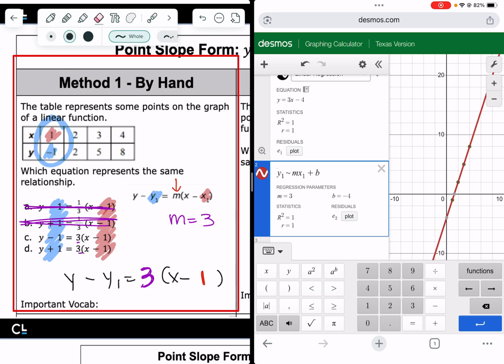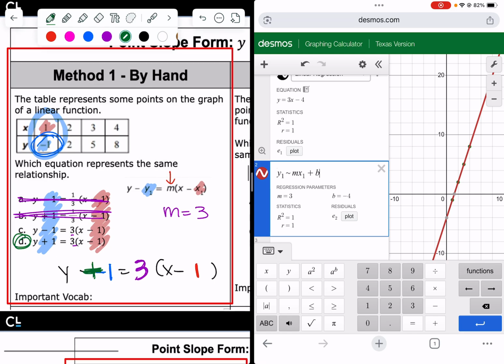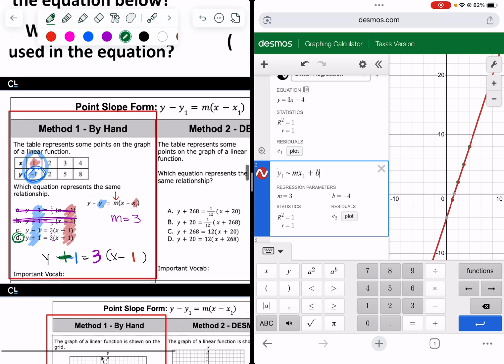Now instead of my y1, I'm going to put -1. So right here, I would write -1. The only thing about this is when you have two negatives, they become a positive together. So my answer should be y plus 1 equals 3x minus 1, which is D. Okay. Now we're going to try one more a different way.